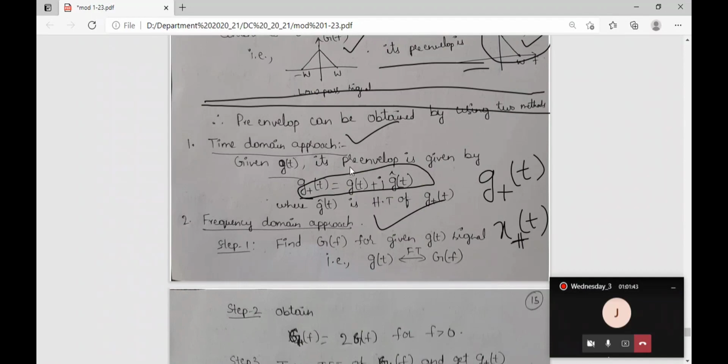Either you can use the time domain method, where g plus of t is nothing but g of t plus j g cap of t. Directly you can use this formula in the time domain and find the pre-envelope.